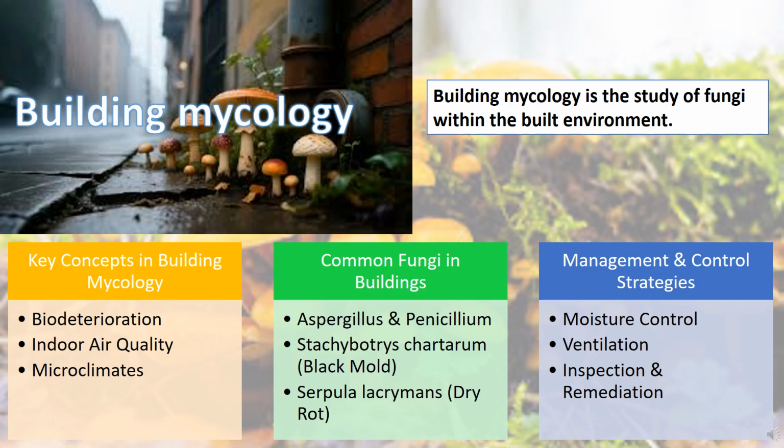Moisture control. The most effective defense against fungal growth is keeping building interiors dry. This involves fixing leaks, ensuring proper drainage, and maintaining humidity levels below 50 to 60%. Ventilation. Proper HVAC design and mechanical ventilation prevent the accumulation of stagnant, moisture-laden air. Inspection and remediation. Professionals use culture-based methods, moisture meters, and air sampling to assess mold contamination and implement remediation strategies.